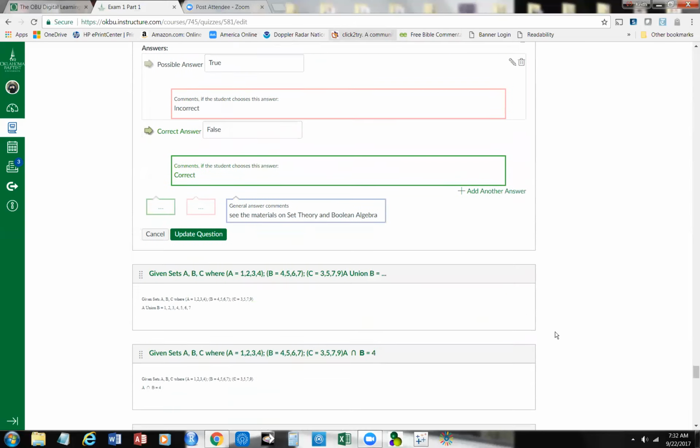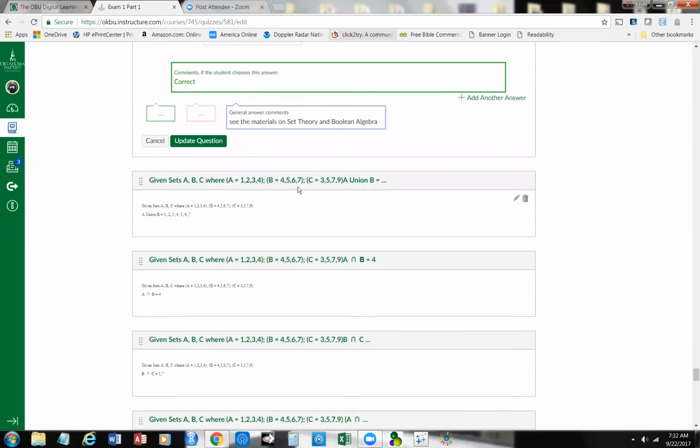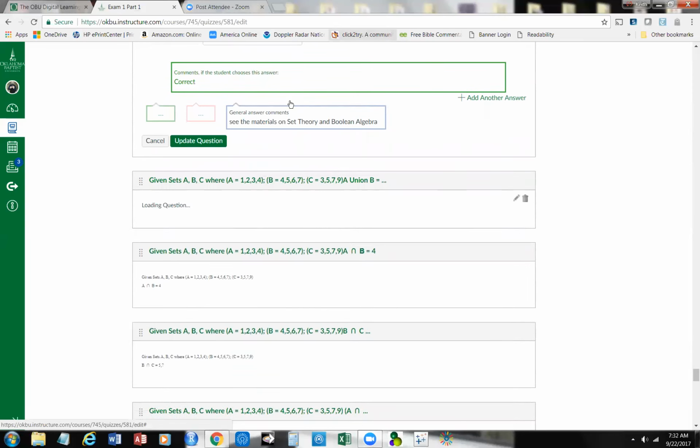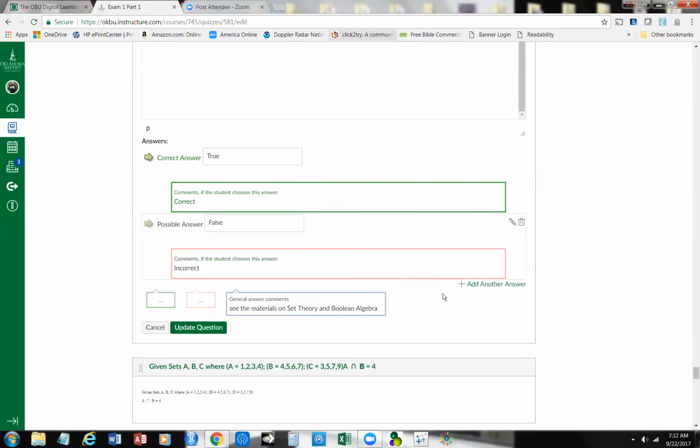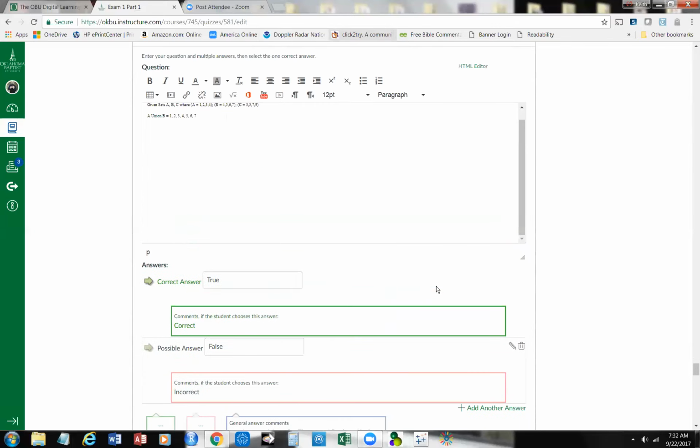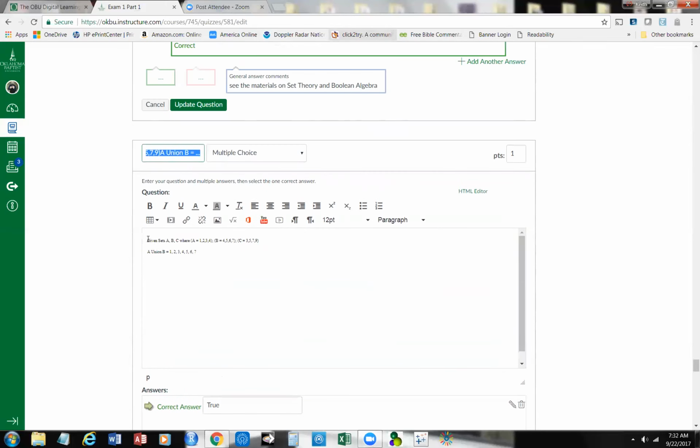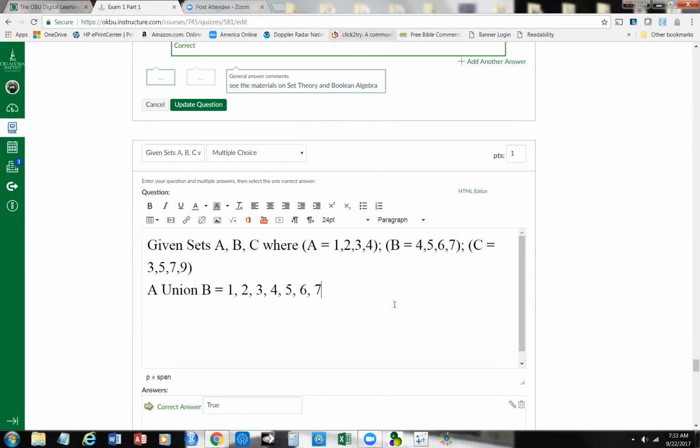Okay. Now we've got yet another set theory question. In each case, I take over and look at the material on set theory and Boolean algebra. Now let's go back and look at this. And that may have been a surprise, but it shouldn't have been, because I gave you a sample exam to look at.